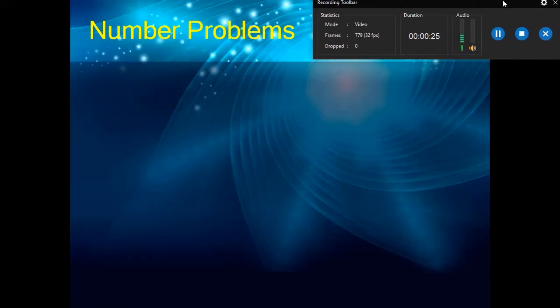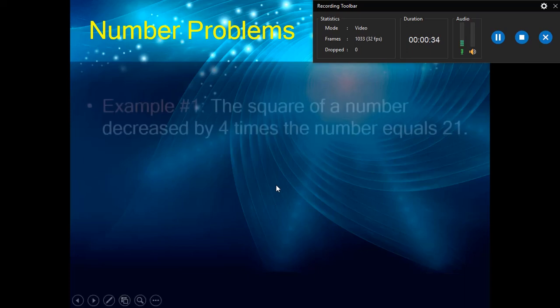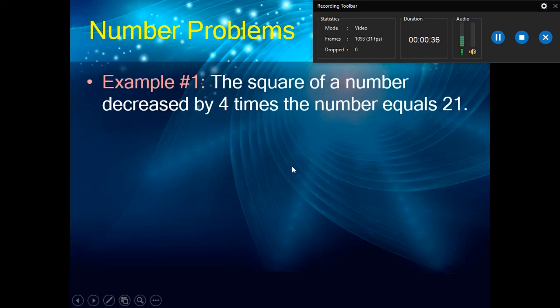We're going to go back to our word problems. That's what an applied problem is. We're going to go back to what we learned in Unit 3. So the first type of applied quadratic is just simply a number problem. So in example 1, it says the square of a number decreased by 4 times the number equals 21.